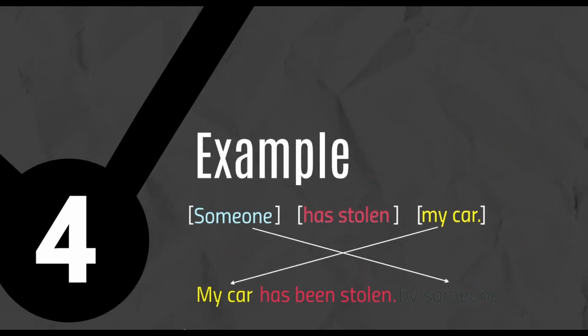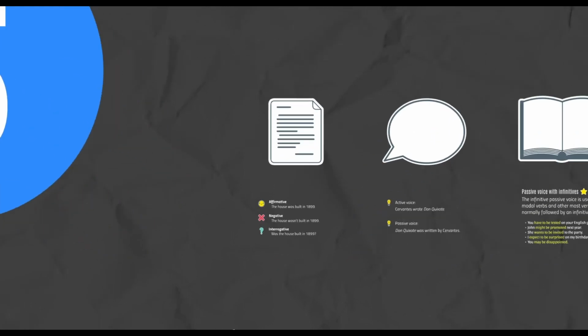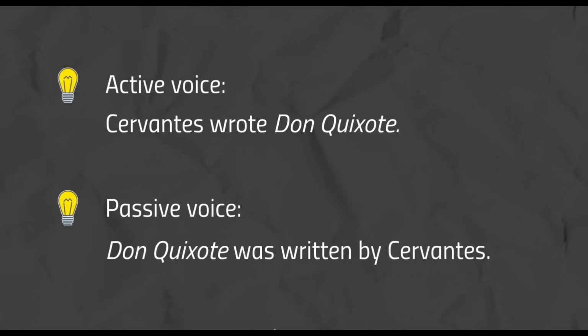Here you have some extra information about the passive voice. Same as the active voice, it can be used in affirmative, negative, and interrogative sentences. The use of the passive voice does not always mean that the performer of the action is not important. It is a question of who or what one prefers to give the most relevant place in the sentence. In other words, who or what one chooses to be the subject.